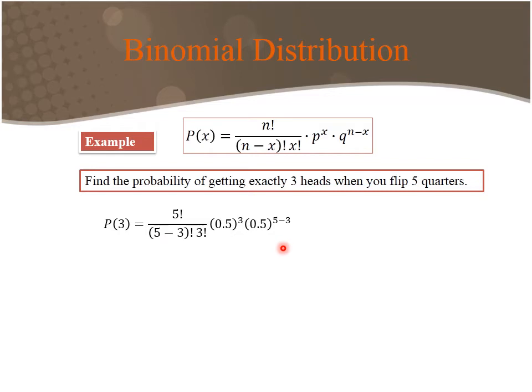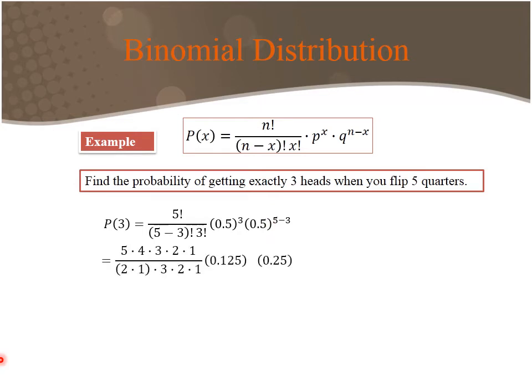so we can use our formula for calculating the probability in a binomial distribution. So we're going to say the probability of 3 is 5 choose 3 times the probability of success, which is 0.5, to the 3rd power, the number of successes, times 0.5, which is the probability of a failure, or probability of a tail in this case, to the 5 minus 3, or 2, to the 2nd power.